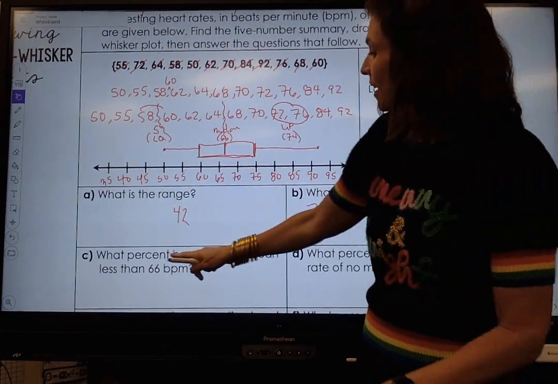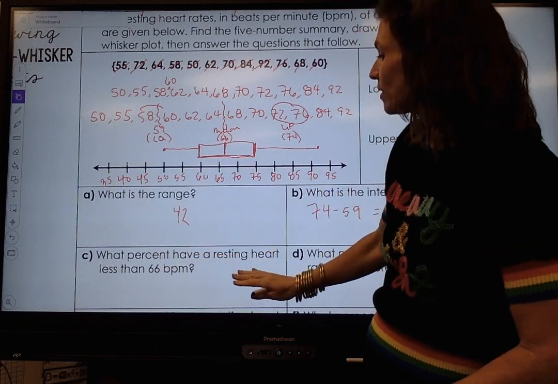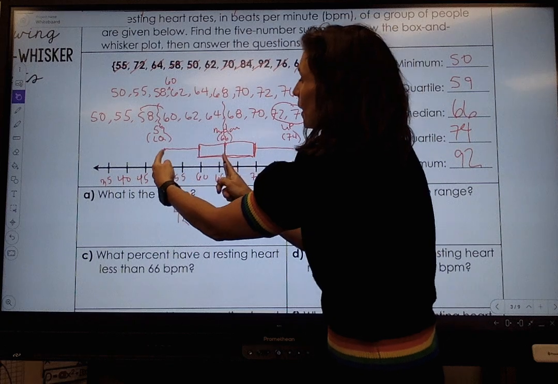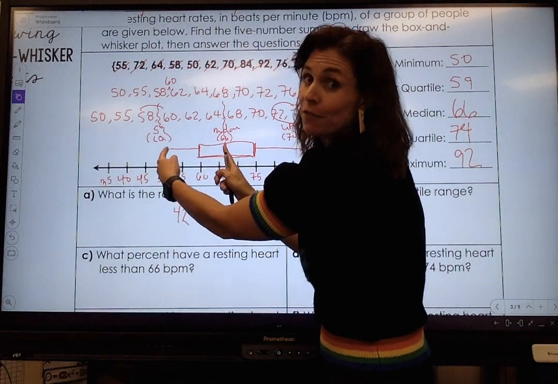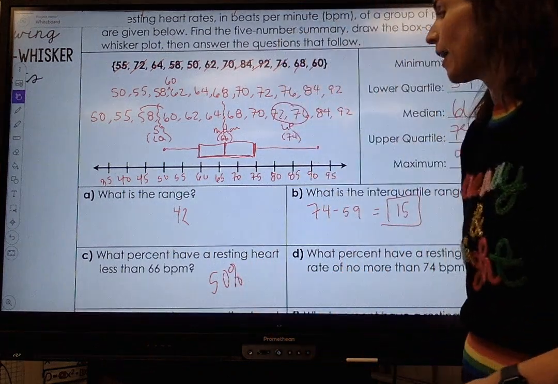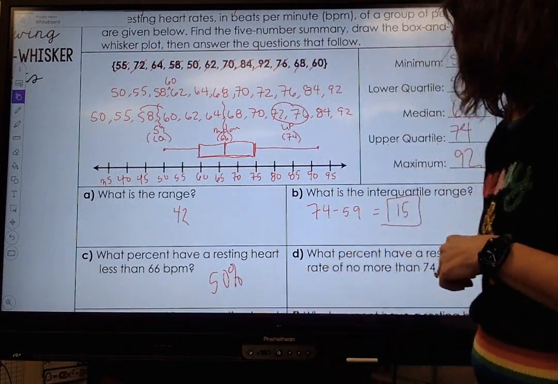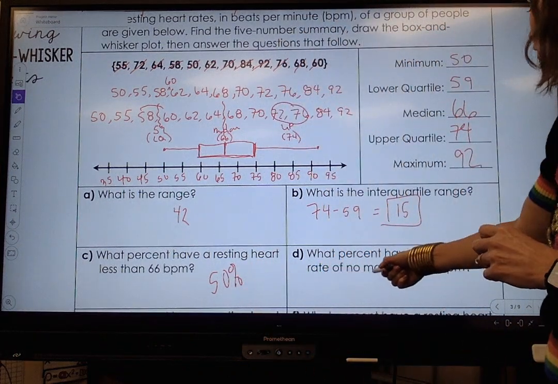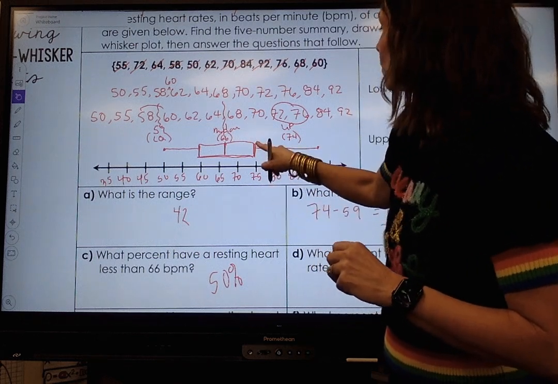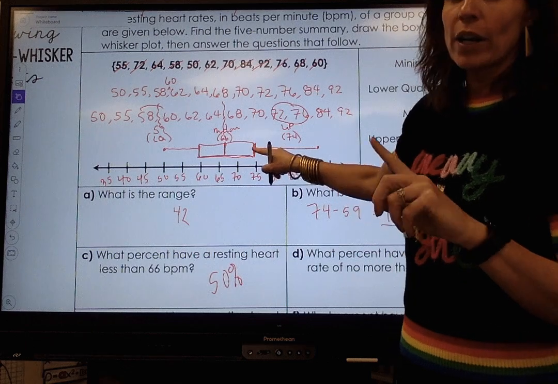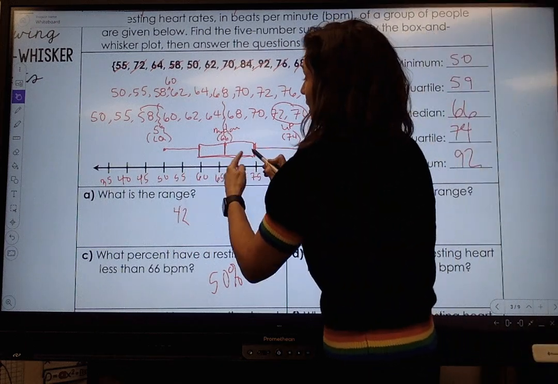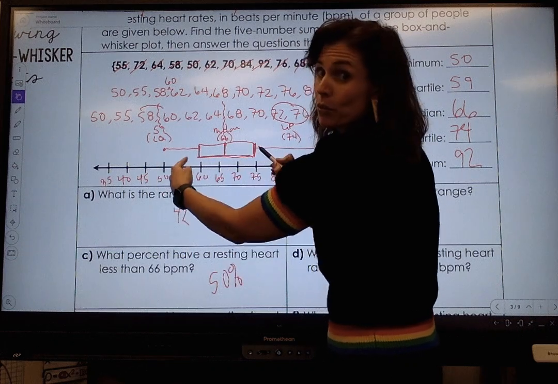Now, look at what this says. It says, what percent have a resting heart rate less than 66? This much is less than 66. That's 50% of your population. So 50% of your population have a resting heart rate less than 66. What percent have a resting heart rate of no more than 74? So 74 is here. What has a resting heart rate of no more than 74? That's going to be this set of the population, which is 75% of the population.